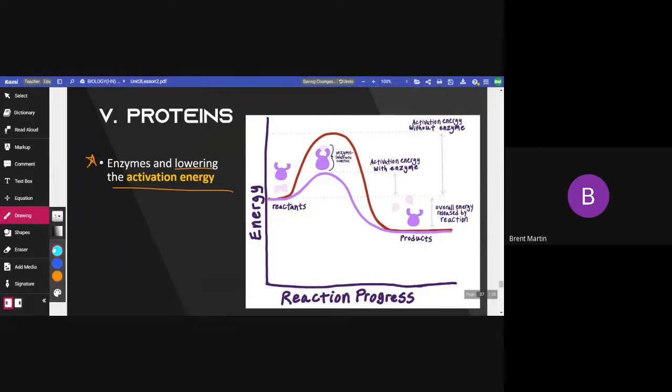What this chart shows you is the energy required to get some reactants to turn into products. And this top line is how much energy the reaction would take. Just say, I don't know, 1,000 joules of energy. I don't know what type of value we would use here. But anyway, it requires a lot of energy just to get the reactants to turn into products.